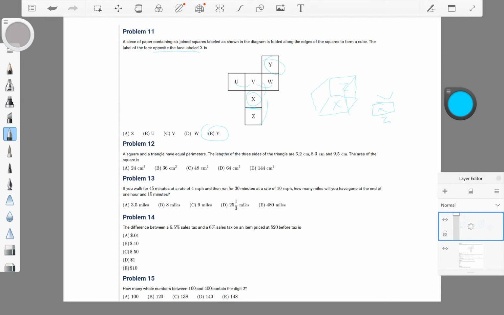Okay, we're going to be doing problem 12. Problem 12 says a square and a triangle have equal perimeters. The lengths of 3 sides of the triangle are 6.2, 8.3, and 9.5 centimeters. The area of the square is question mark.